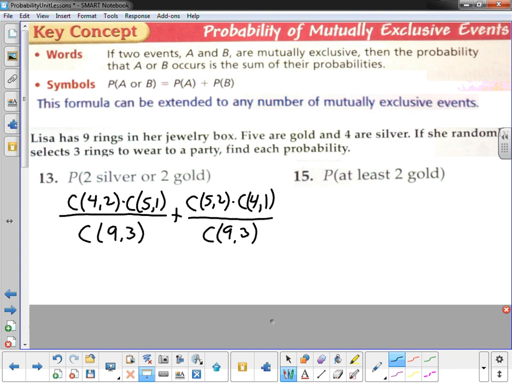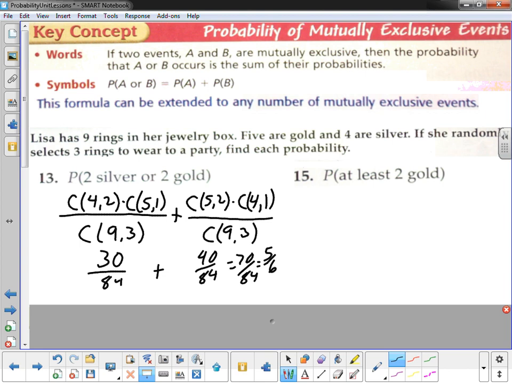Now all we got to do is multiply out those combinations, and we find out that this is 30 out of the 84. And this looks like 40 out of the 84. And I would add those together and get 70 out of 84, which would reduce down to 5/6. So there's a 5/6 chance that she's going to have 2 of the gold or the silver.